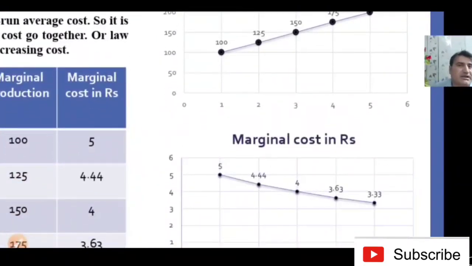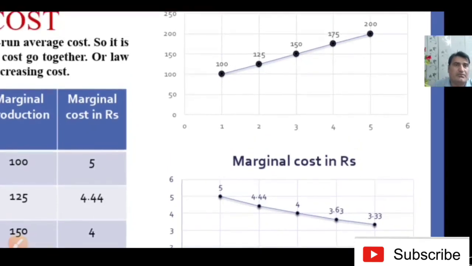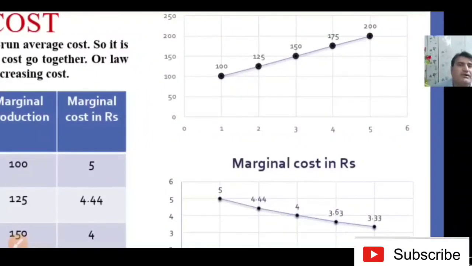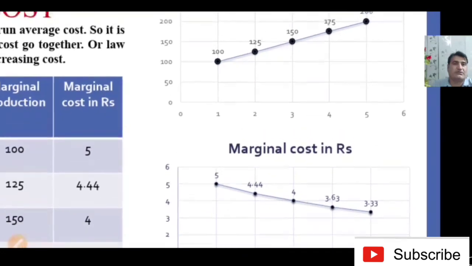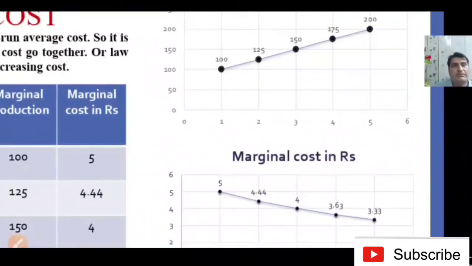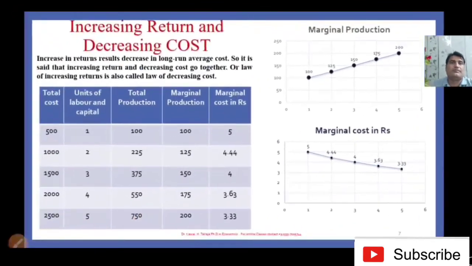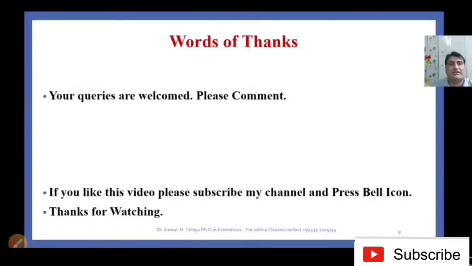When marginal production is 100, the marginal cost is 5 rupees. When the marginal production is 125, the marginal cost is 4.44, and as marginal production increases, you can see here that the marginal cost goes down. So it means there is an inverse relationship between marginal production and marginal cost in case of increasing return. So this is the law of increasing return. I hope it is clear to you why we call the law of increasing return the law of decreasing cost. So we have proved it.